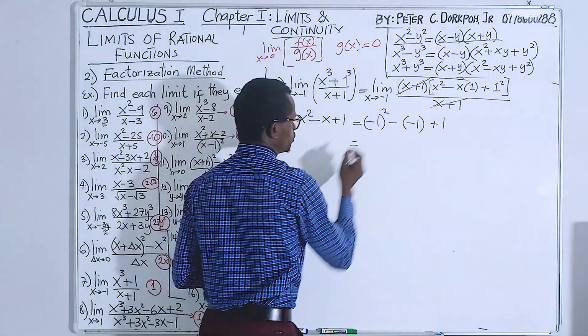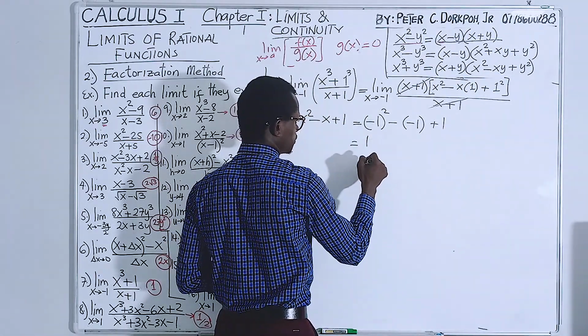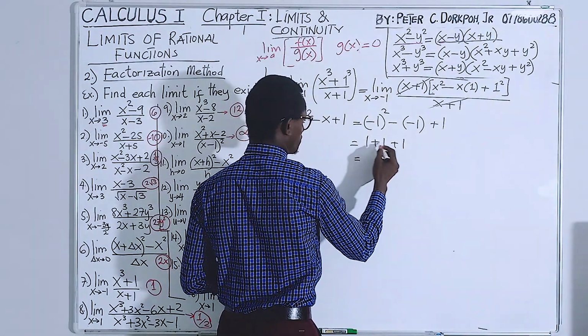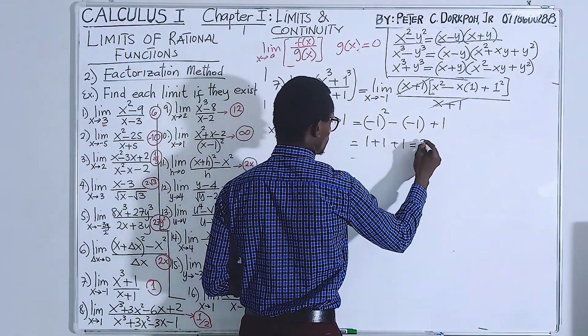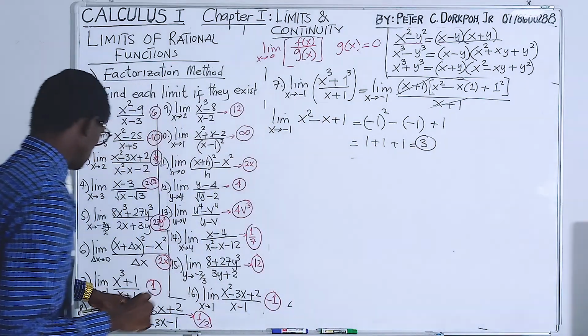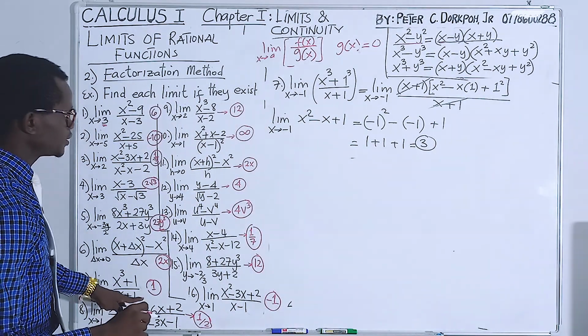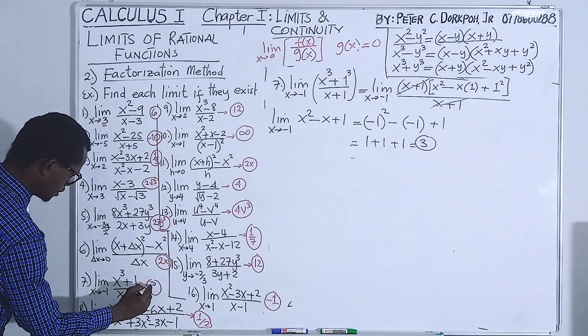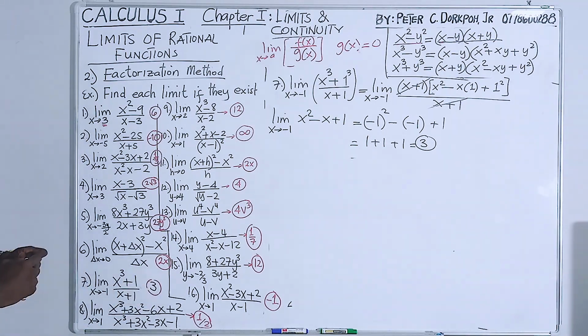So what happens? You have minus 1 times minus 1, which is just positive 1. Negative times negative is positive, and then plus 1. So 1 plus 1 plus 1 is equal to 3. So was it 3 we got? Yeah, this was 3. This should have been 3. The answer is 3.